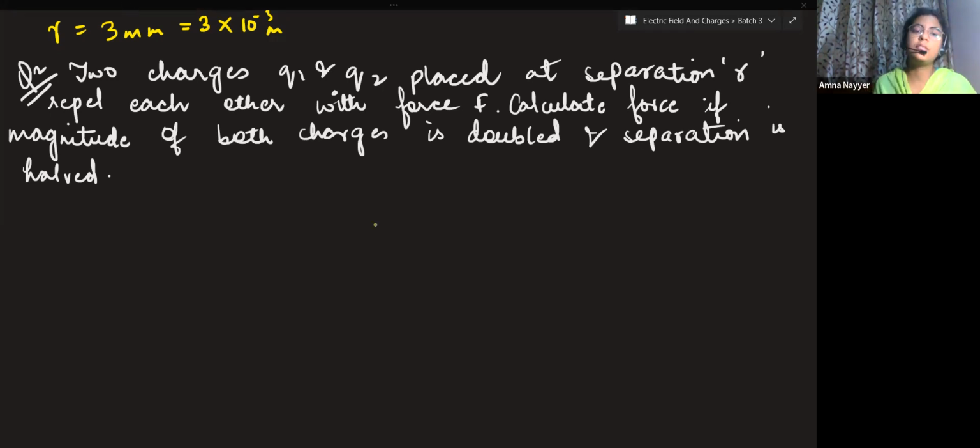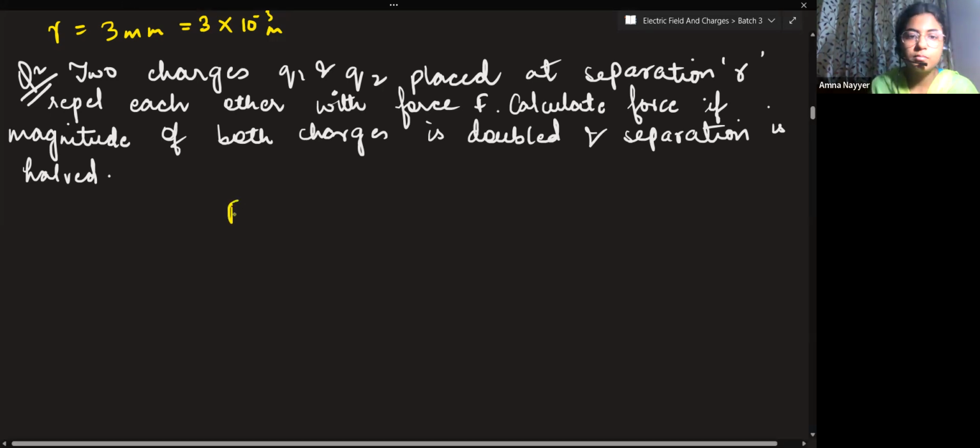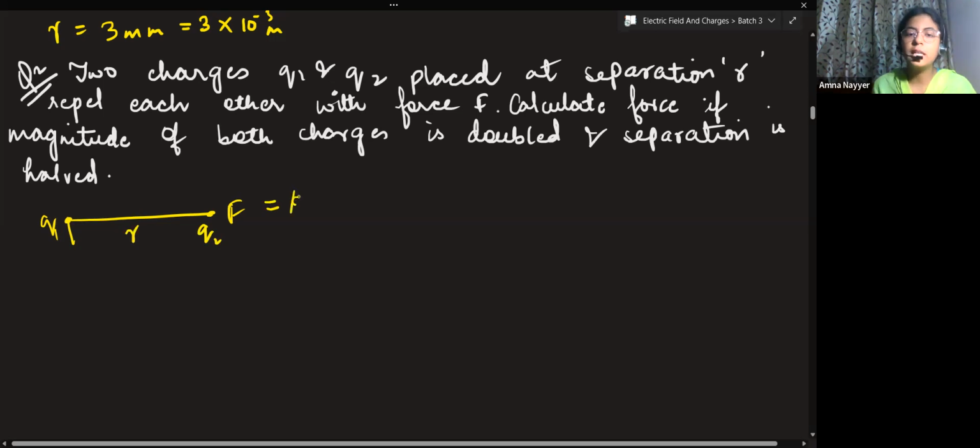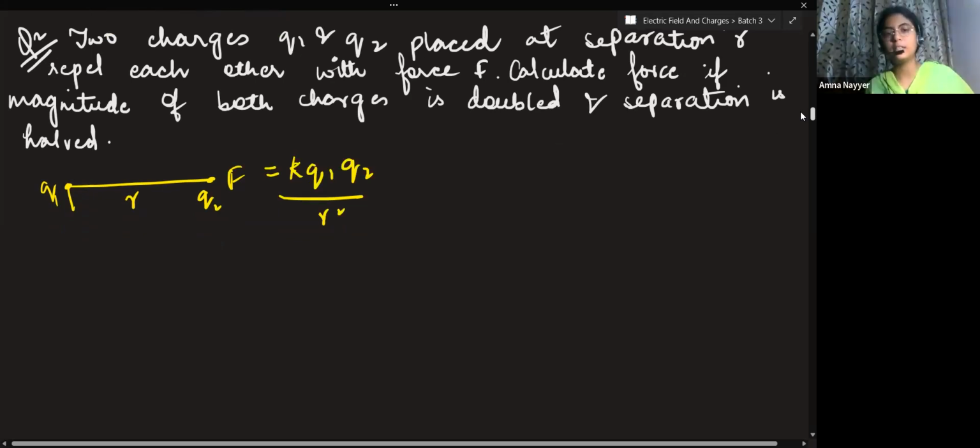See how we solve these kinds of questions. If you have two charges, Q1 separated from Q2 by a distance R, F will be equal to K Q1 Q2 by R square. This is according to Coulomb's law. Now what does it say? It says the new charges have their magnitude doubled.